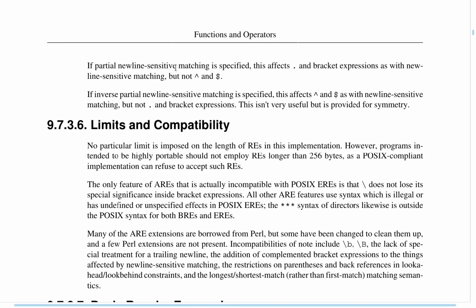If partial newline-sensitive matching is specified, this affects . and bracket expressions as with newline-sensitive matching, but not ^ and $. If inverse partial newline-sensitive matching is specified, this affects ^ and $ as in newline-sensitive matching, but not . and bracket expressions. This isn't very useful but is provided for symmetry.